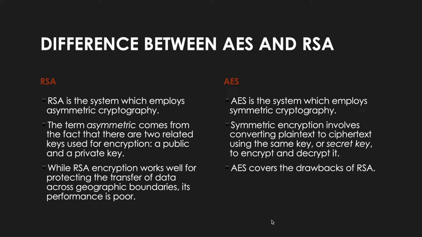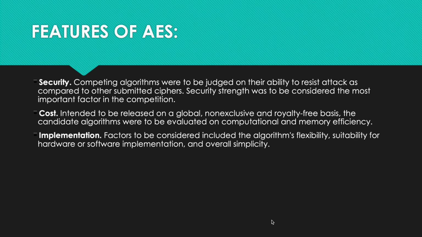Symmetric encryption involves converting plain text to cryptographic ciphertext using the same key, or secret key, to encrypt and decrypt it. AES covers the drawbacks of RSA. Features of AES. Security. Competing algorithms were to be judged on their ability to resist attack as compared to other submitted ciphers. Security strength was to be considered the most important factor in competition.